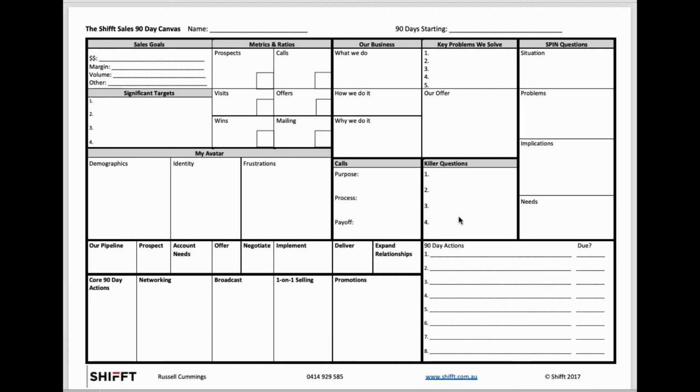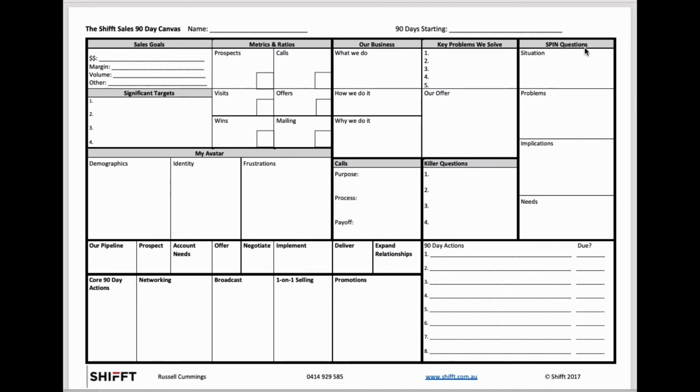The other thing is, are there any killer questions that you can be asking your prospects to get their attention? If you're industry specific, you may have some really clear questions that you ask people that help you determine whether they have a real need for you. We call them killer questions because they just cut right to the heart of the issue. It's probably a better name for that, but anyway.